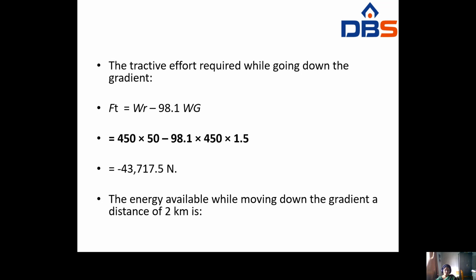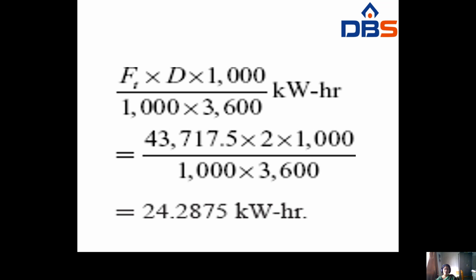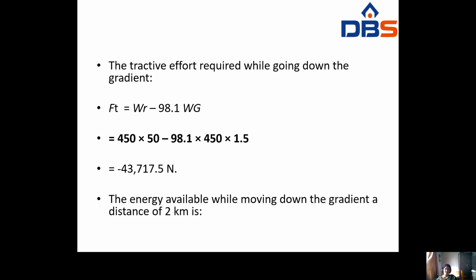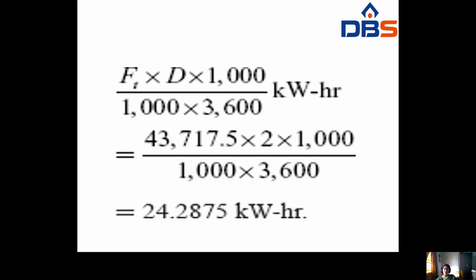The energy available while moving down the gradient over a distance of 2 kilometers is given by Ft into D into 1000 by 1000 into 3600. That means here you have to convert into kilowatts, so that's why you have to multiply with 1000.